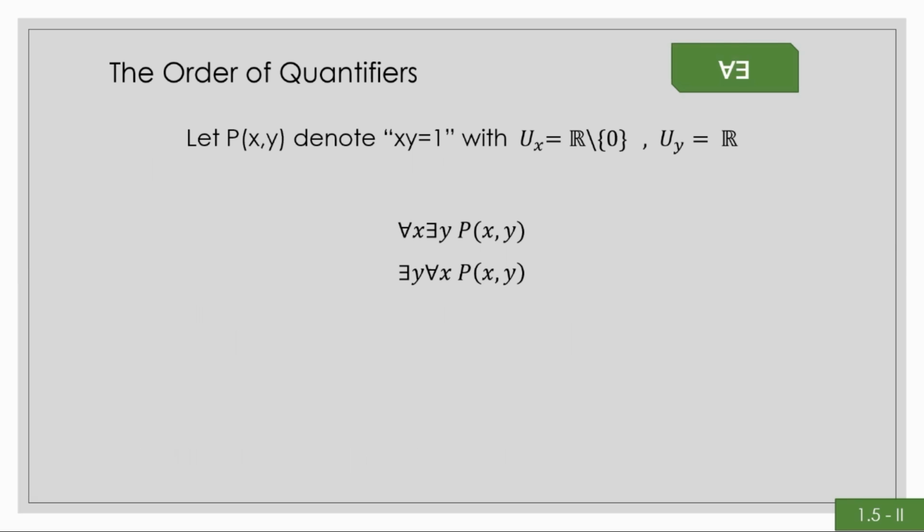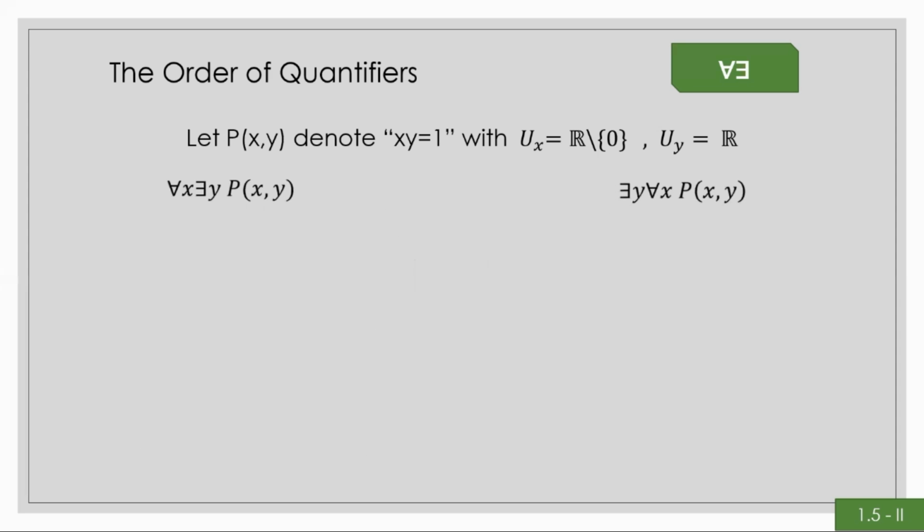Let's use this as a case study for for all followed by the existential quantifier. Is there a difference between me saying for all x there exists a y versus saying there exists a y for all x? Let's take a look at both of these a little closer.